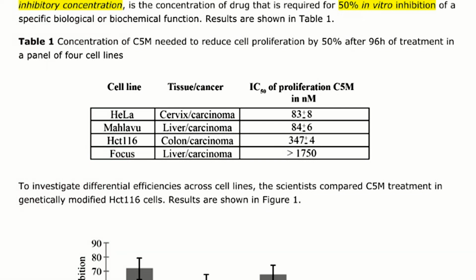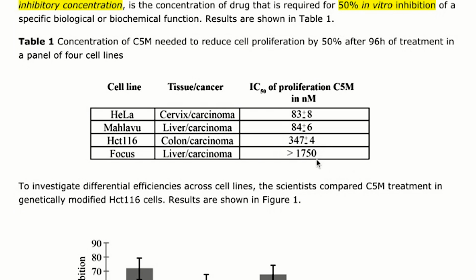And then I'm looking in my last column, which is the most important one for me, that IC50, that concentration of the drug needed to reduce cell proliferation by 50%. So this is where I look for a pattern. This is where I look, how efficient is C5M in these different cell lines? And so when I look at the numbers, what I can see is that C5M is kind of the same in the HeLa and the Malavu. It's going to be less efficient in the HCT116 and really not efficient in the Focus.